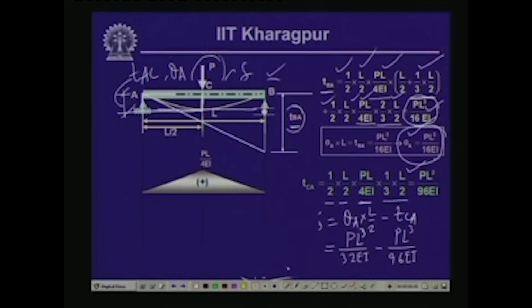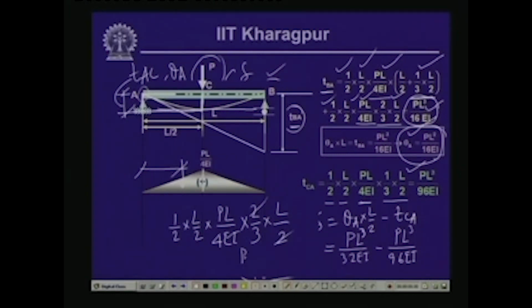Now, what we can do is find the moment of this particular part of the bending moment diagram, which is between A and C, taking the moment of the M by EI diagram about A, which will give us the value of the deflection. If we do that, then the moment of this diagram is half the area, L by 2 times PL by 4 EI, multiplied by the distance of the CG from this end, which is 2/3 of L by 2. Now, if we do that, this gives us PL cube by 48 EI.